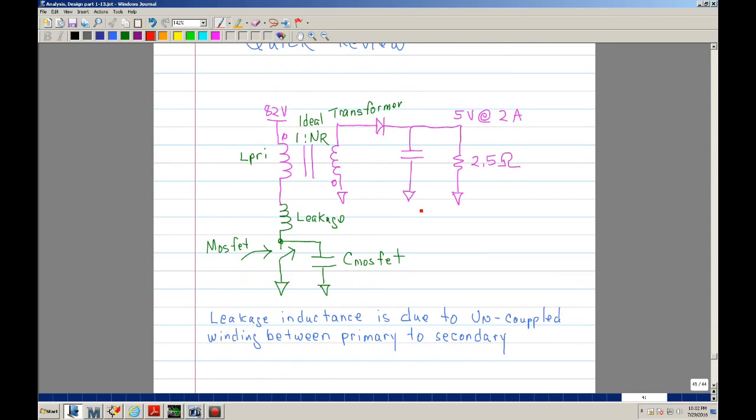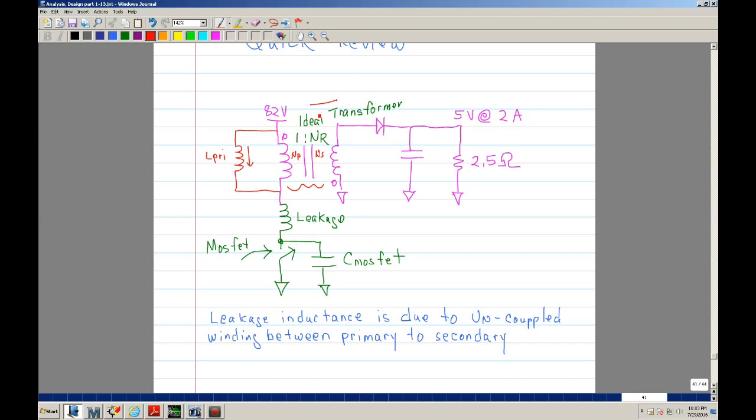Quick review. I'll be using the ideal transformer model instead of the coupled inductor model, and I'm going to assume that this transformer is ideal. It has a 1 to N ratio, where N is the turns in the primary and secondary, and this will be my R primary. This is your magnetization inductance.